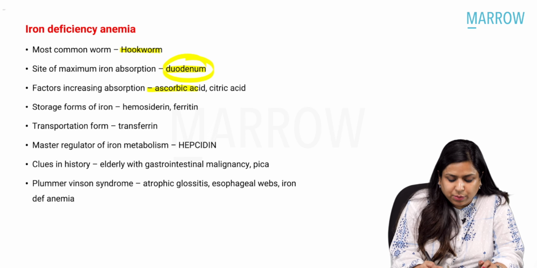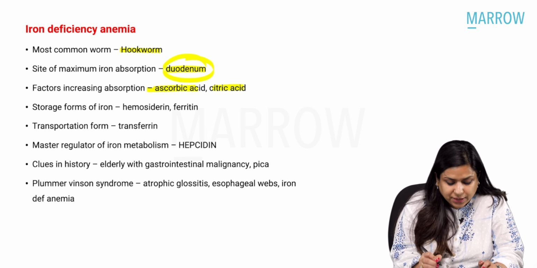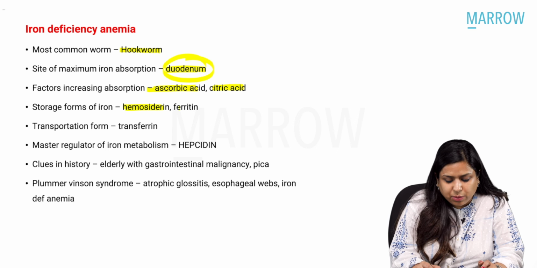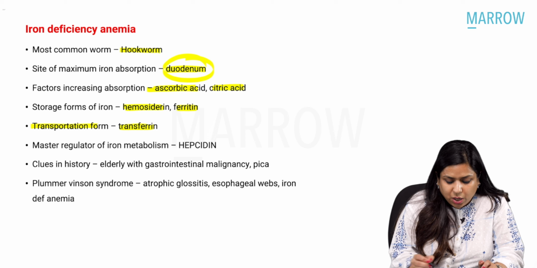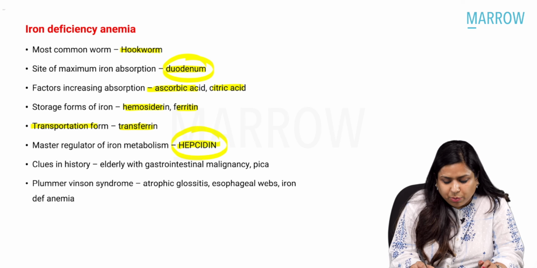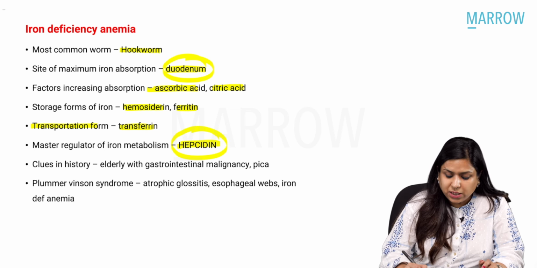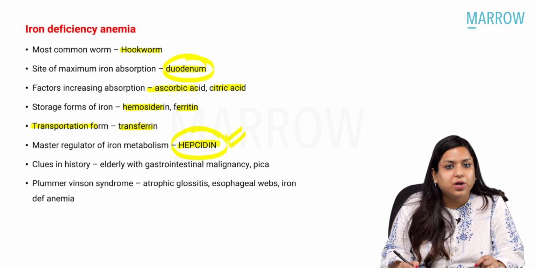Factors increasing iron absorption are ascorbic acid or citric acid. Storage form of iron is hemosiderin or ferritin. The transportation form of iron is transferrin. Which is the master regulator of iron metabolism? It is hepcidin. Last year there were two questions on hepcidin which were asked, right?